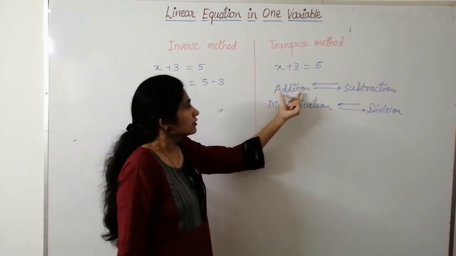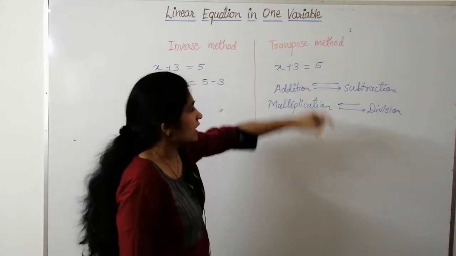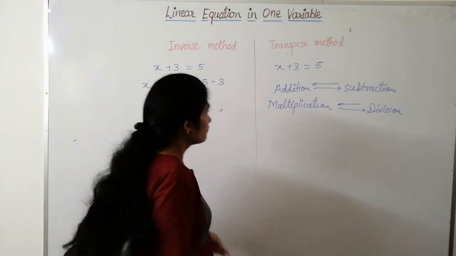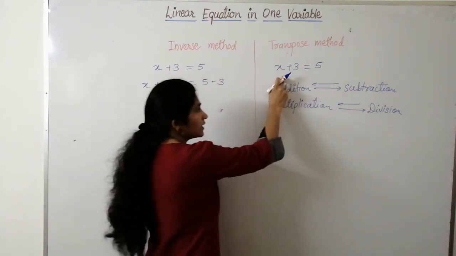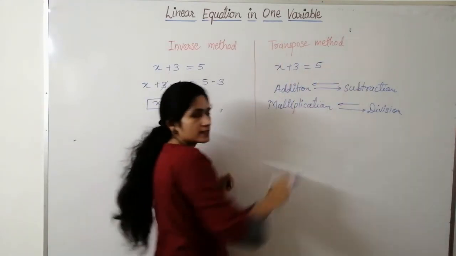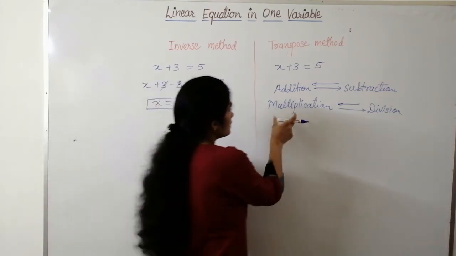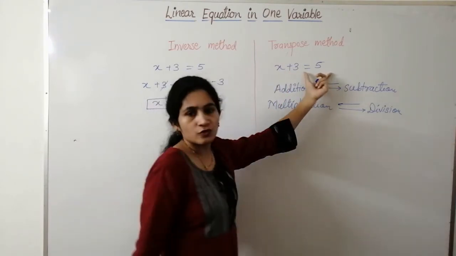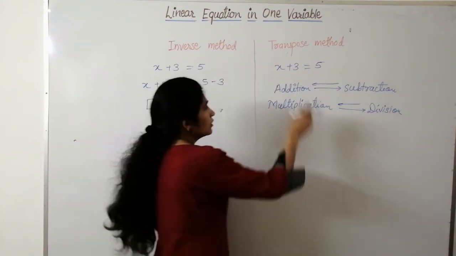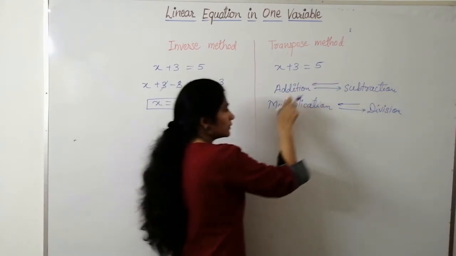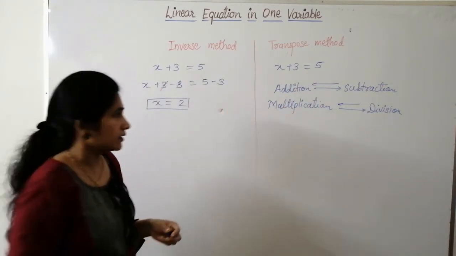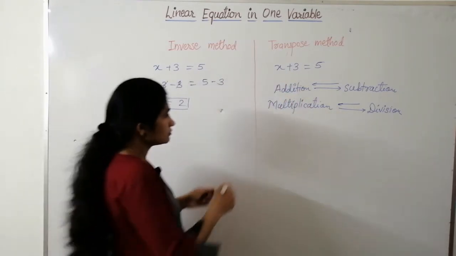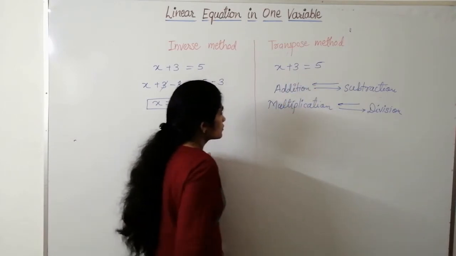See, if the number is added on left hand side, when you transpose the number, then it is subtracted on right hand side. If the number is subtracted on left hand side, then it is added to the right hand side when transposed. Similarly, a term which is multiplied on one side is divided when transposed to the other side, and a term which is divided on one side is multiplied when transposed to the other side. Now this will be more clear when we solve examples. Okay, so let's solve this equation using transpose method.